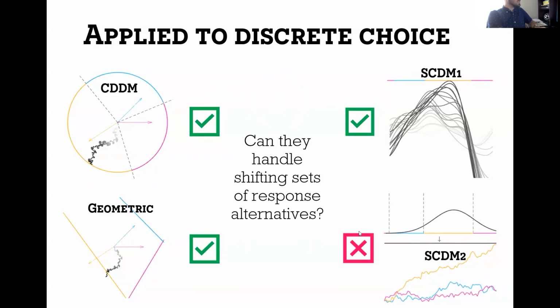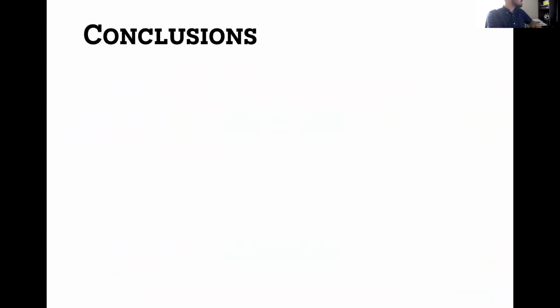But this pre-accumulation sorting model, this kind of accumulator model, can't handle it because it has to throw out all the information it had for a particular response, right? So if the yellow option disappears, then you'd have to throw out all that evidence and start over. You wouldn't be able to speed up and have higher accuracy.